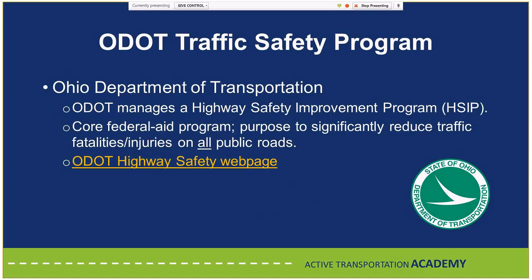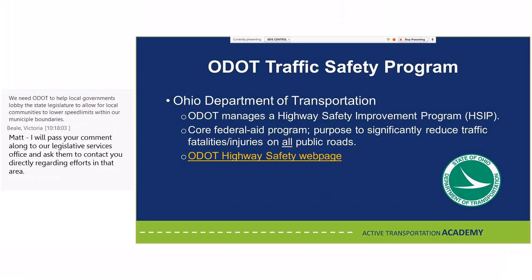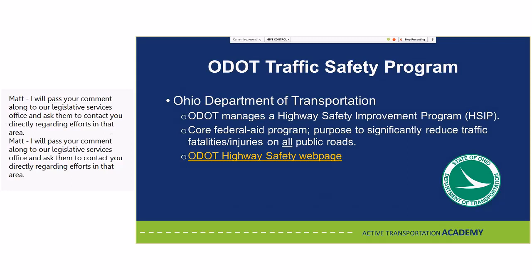So specifically for ODOT, they manage a highway safety improvement program, and it's a core federal aid program with the purpose to achieve a significant reduction in traffic fatalities and serious injuries on all public roads. So, like I said, all public roads, so that's important to know. It's not just state-owned roads, but they will also support any other type of public road in Ohio and on tribal land. So I've got a link in here for the ODOT highway safety page, which in the class we'll go through and explore a bit.